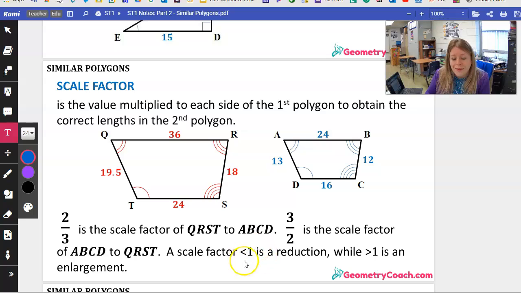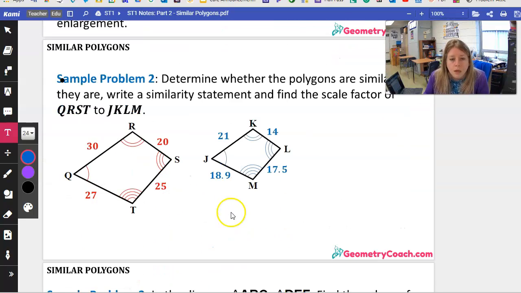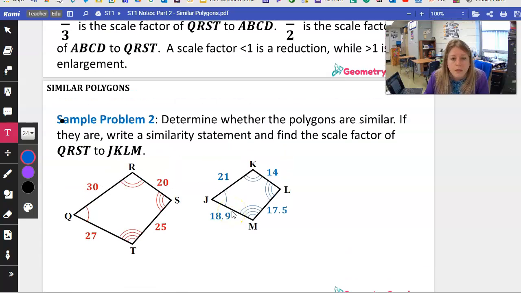So if you multiply by a factor less than 1, your shape is going to get smaller. And if you multiply by a factor greater than 1, your shape is going to get larger. Okay, so scale factor is the factor that you multiply each side by to obtain the new side. Okay, so we're going to do lots of practice with this one. Determine whether the polygons are similar. If they are, write a similarity statement and find the scale factor.